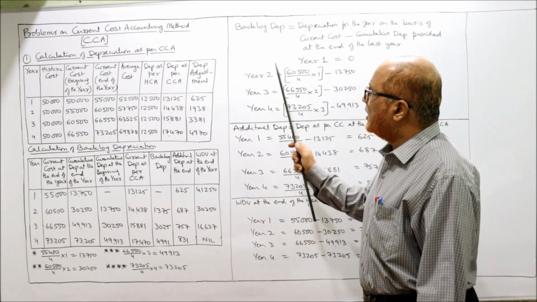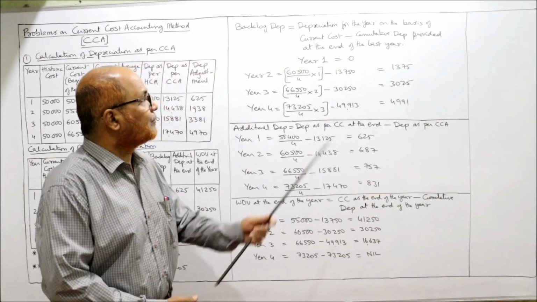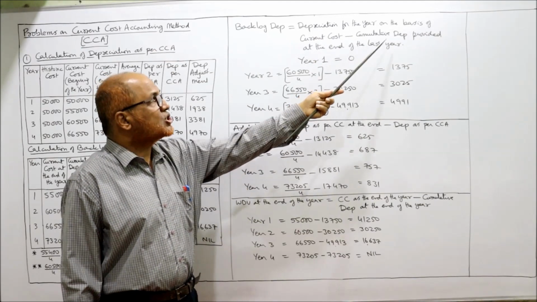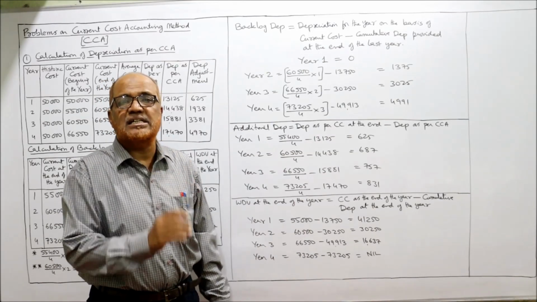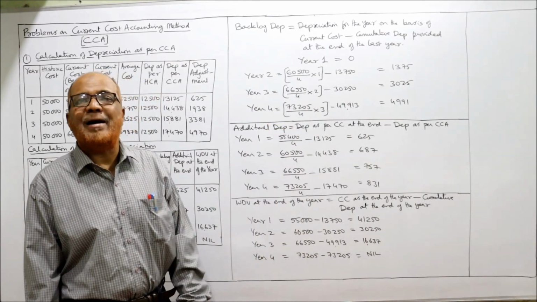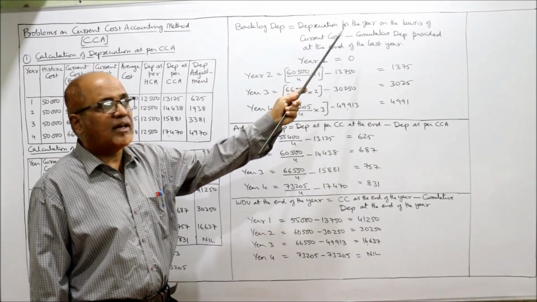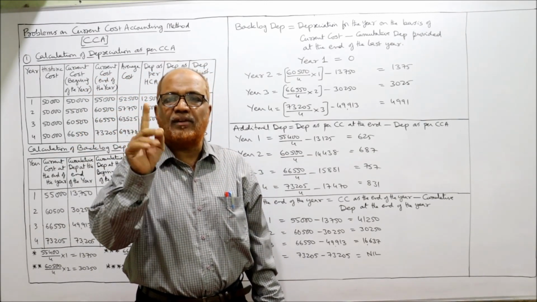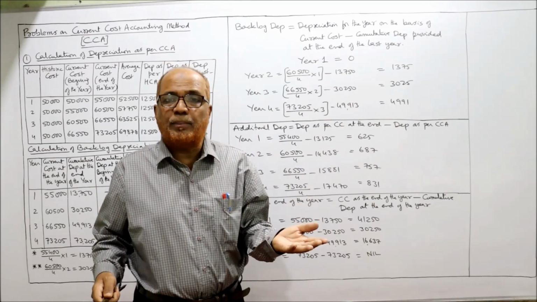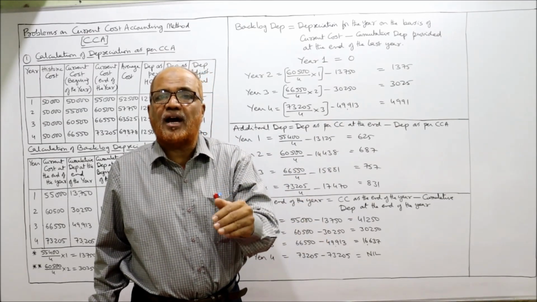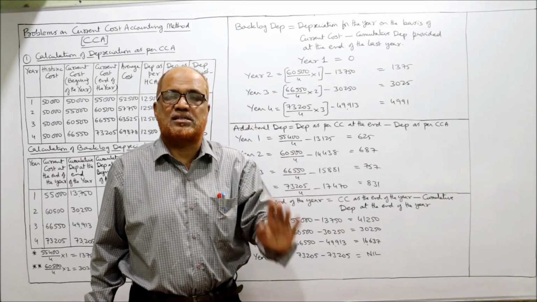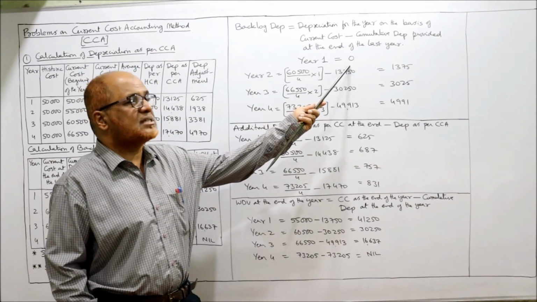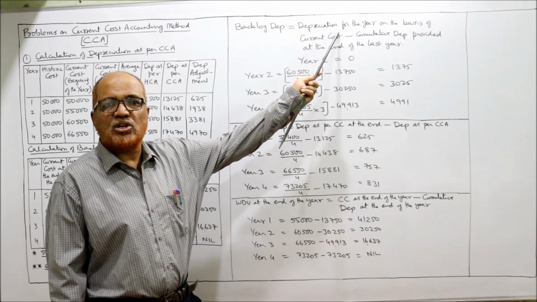First, backlog depreciation. The formula for backlog depreciation you can see here. Backlog depreciation is equal to depreciation for the year on the basis of current cost minus cumulative depreciation provided at the end of last year. This formula you have to remember. And one point you remember, backlog depreciation will not be there for the first year because before first year there is no depreciation. So backlog depreciation will arise only from the second year onwards. The first year backlog depreciation is nil. Second year backlog depreciation we calculate.